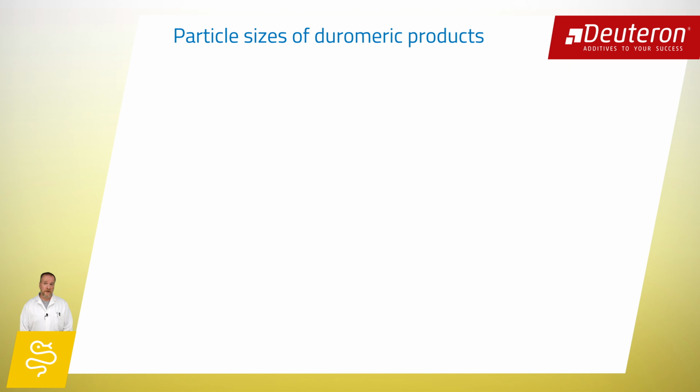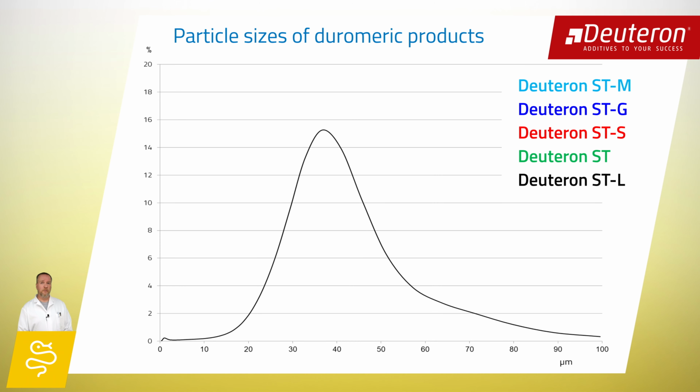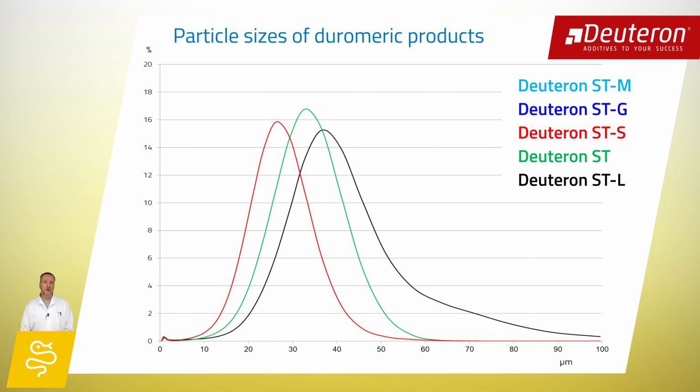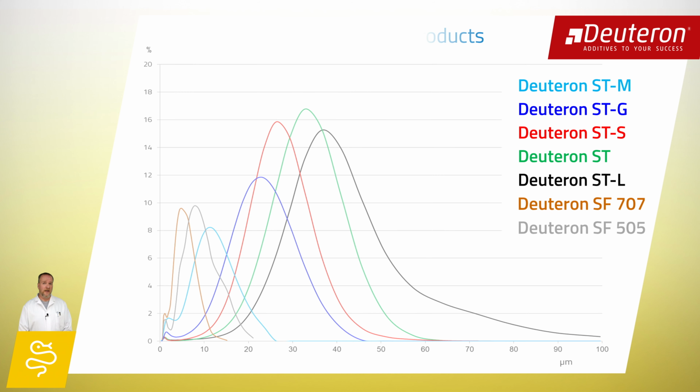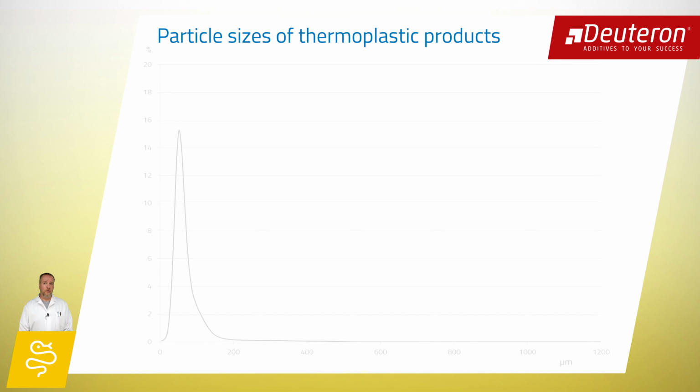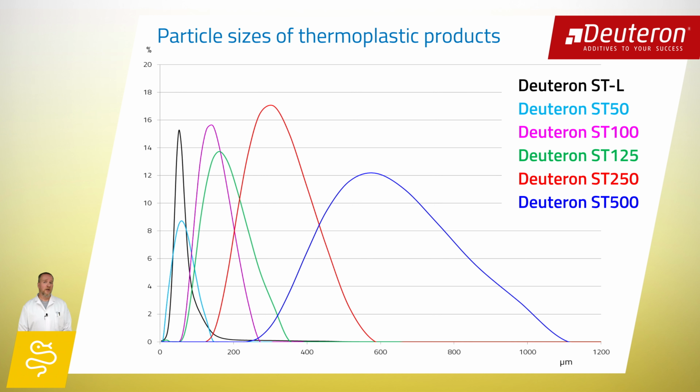In figures of particle sizes, it looks like this. Deuteron STL is the coarsest PMU grade, followed by ST and STS. Significantly finer are STG and STM. The mentioned SF products are here. The thermoplastic grades are coarser. We start with Deuteron STL as comparison. The ST50 and ST100 are our finest thermoplastic texturing powders, followed by ST125, ST250 and 500.